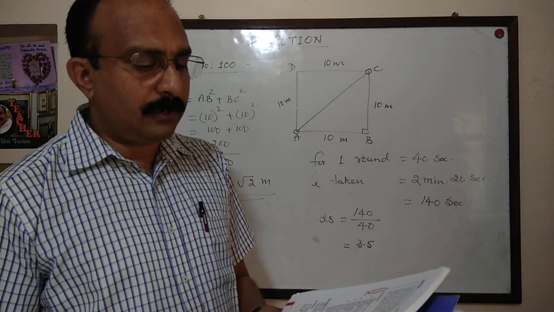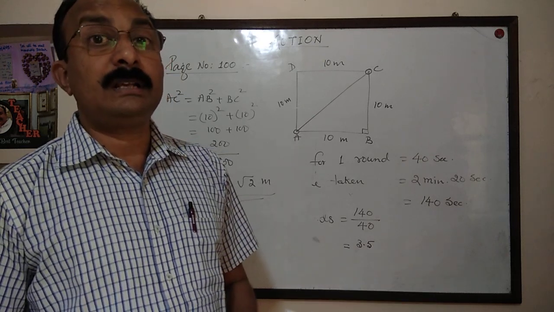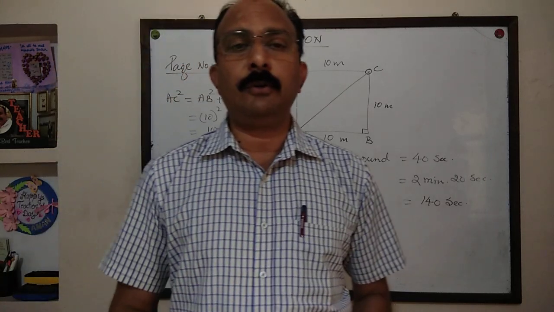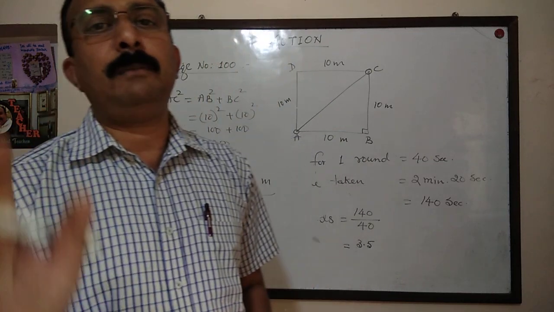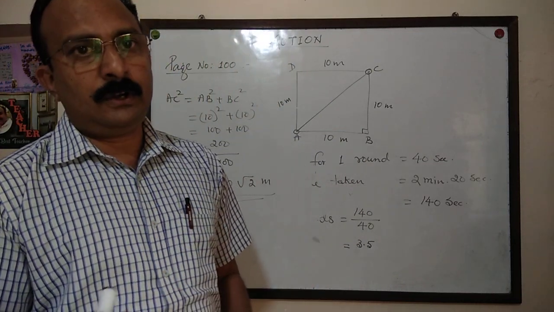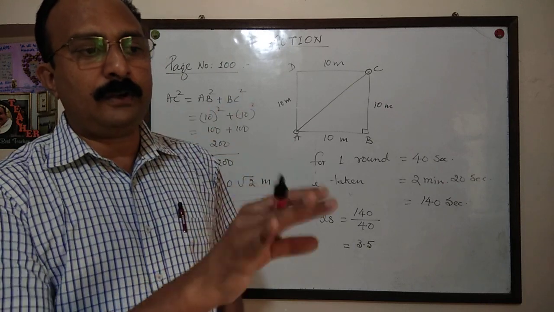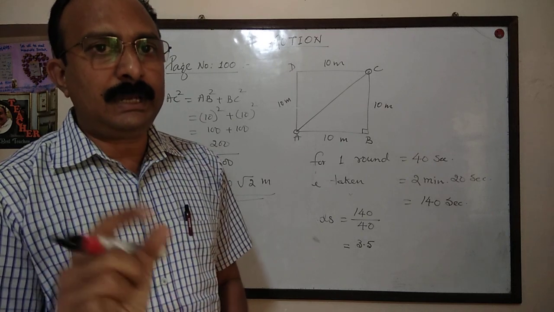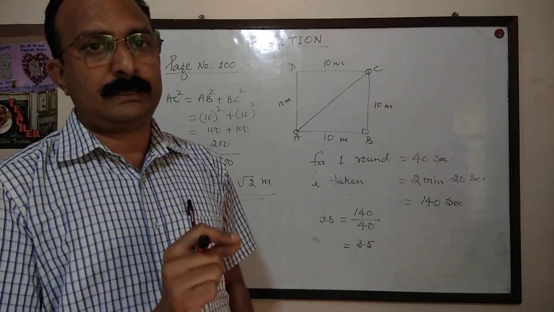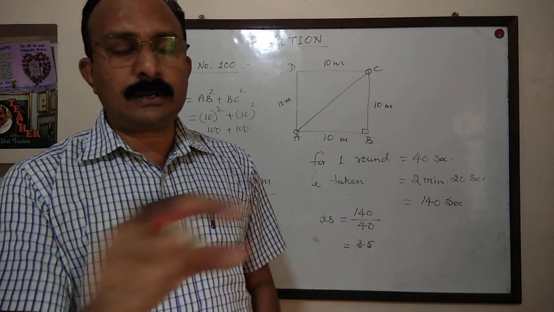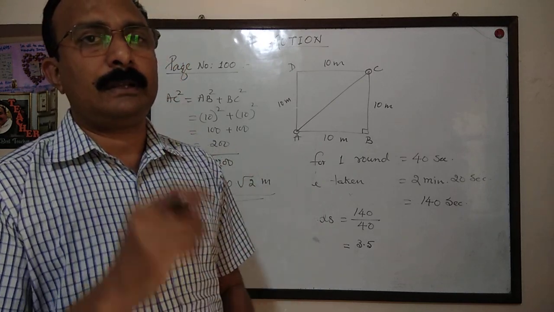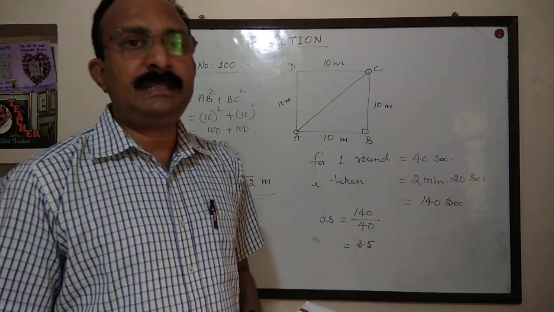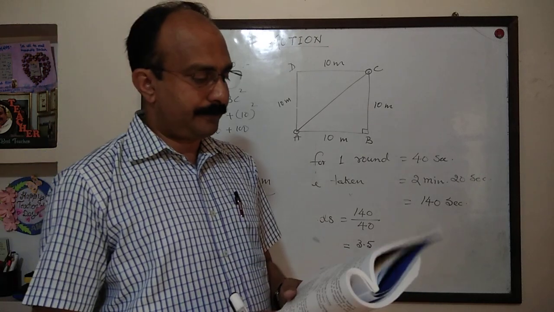Question number 3. What does the odometer of an automobile measure? The odometer of an automobile measures the distance travelled by that vehicle. All of you might have seen there is a meter in front of our vehicles, whether it is two-wheeler or four-wheeler. Odometer means the meter that counts the distance travelled by us. Nowadays there is electronic meter as well as mechanical meter. So odometer measures the distance travelled by that automobile.